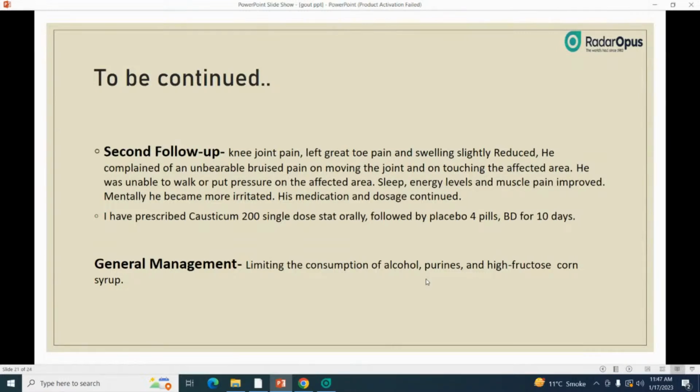So I have prescribed Causticum 200 again, a single dose stat orally, followed by placebo 4 pills BD for 10 days. In general management, limiting the consumption of alcohol, purine, and high fructose corn syrup can be prescribed to my patient.